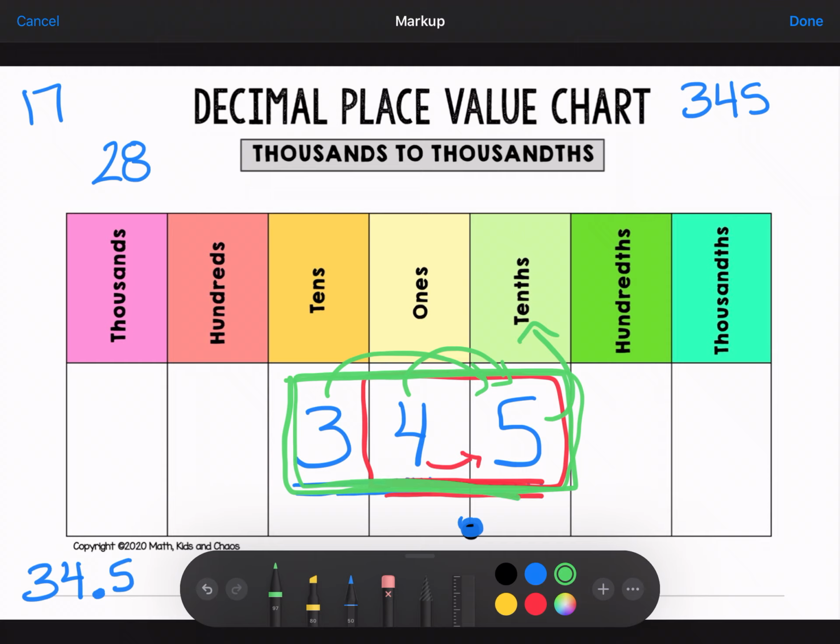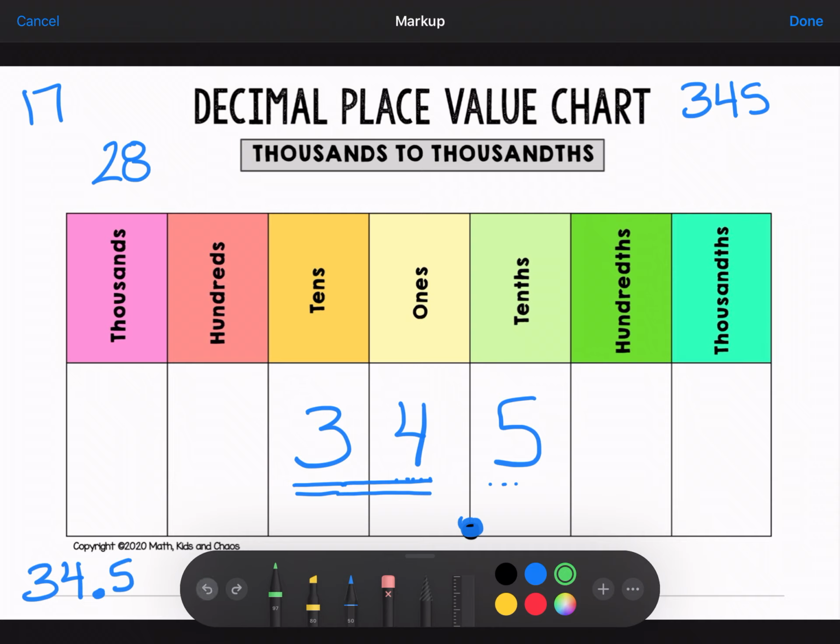So let's think about that in terms of money. You took all these tens and broke them into, this is the same as dimes, and these are dollars. You'd have 345 dimes. So it's a little confusing, but you just read the number over to the place value, and that's what you have.